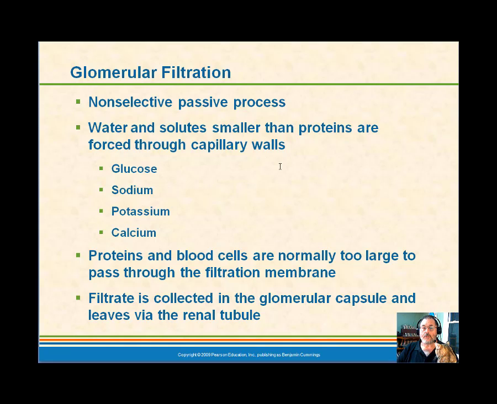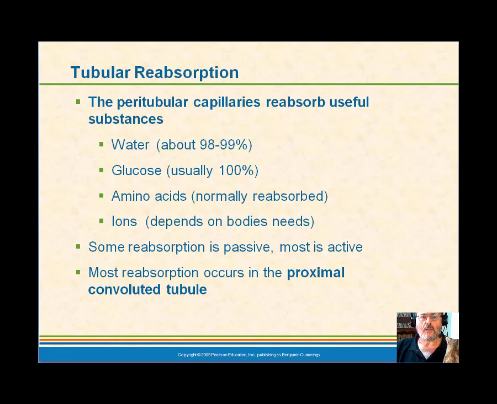Now, filtration is a non-selective process. Anything that can get through those filtration slits is going to. So water and solutes smaller than proteins go through there, and that includes glucose, sodium, potassium, calcium, all things that our body needs to preserve. So this non-selective process basically requires then that we do an active process to gain all of that back. Proteins and blood cells, again, are normally too large to get through into the filtrate.